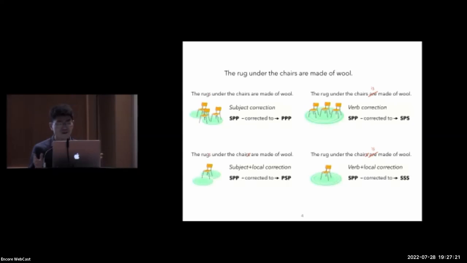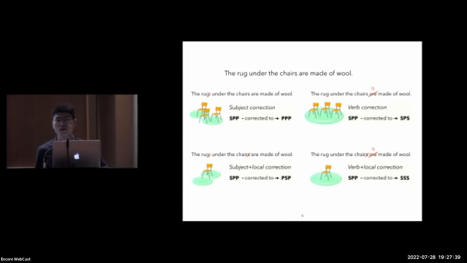Well, let's consider another example. The rug under the chair are made of wool. Clearly there is also a mismatch, and also we have these four different strategies on the table. And now let's do a quick poll again. How many of you like the subject correction? Raise your hands if you like subject correction. Okay, barely. How about the verb correction? Okay, I see very dominant preferences for verb correction in this case.